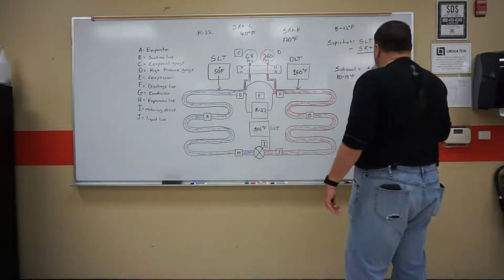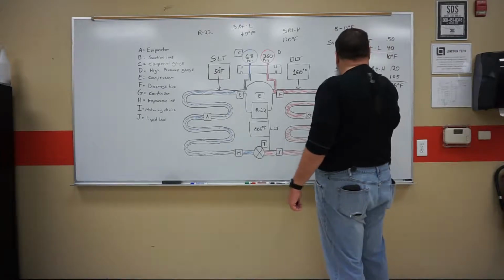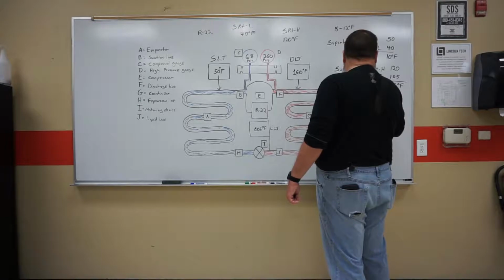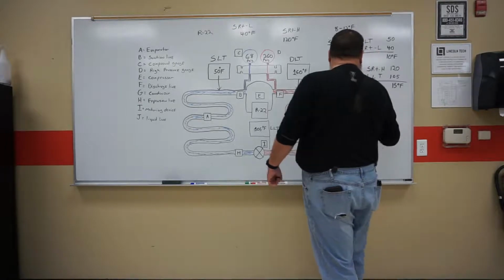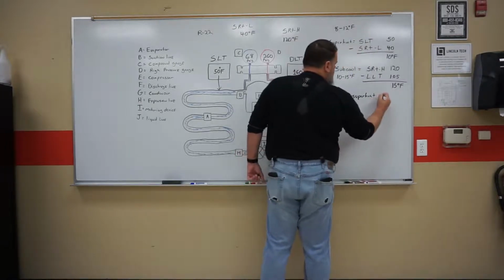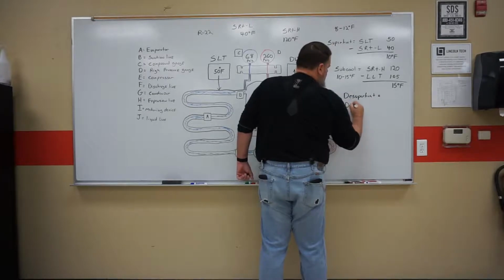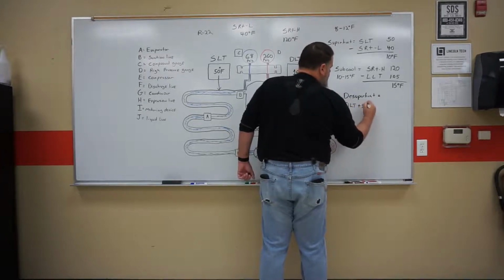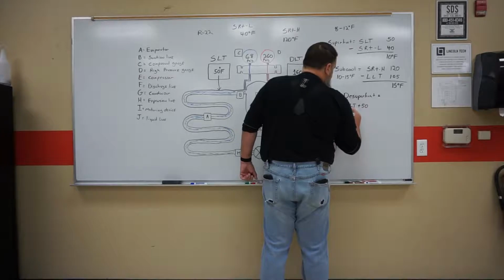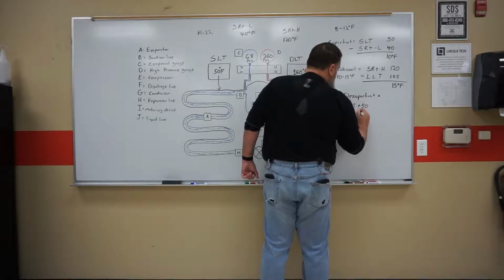So DLT is de-superheat. So let's do that. De-superheat equals discharge line temperature plus 50 minus the SRT high.